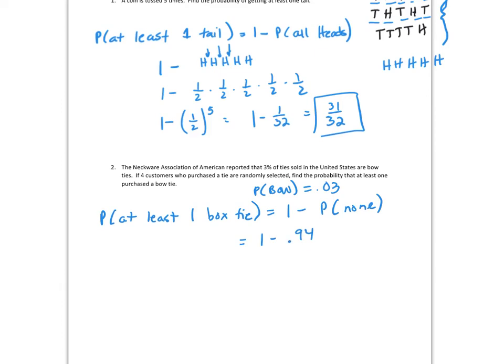So that's 0.97 to the 4th power. The first one didn't buy a bow tie, 0.97. And the next customer did not buy a bow tie. Each one of those is 0.97, to the 4th because I have 4 customers. And I used my calculator and I got 0.1147.